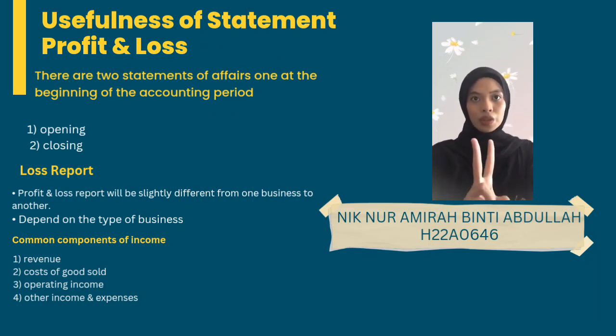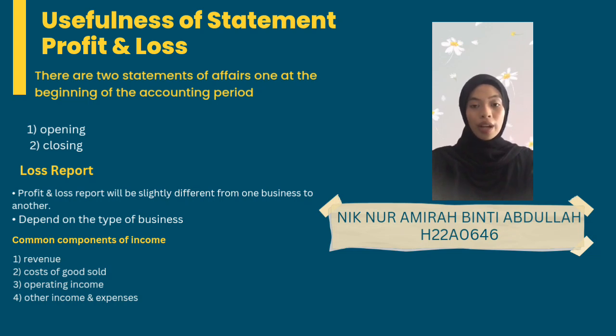Usefulness of the statement of profit and loss. There are two statements of affairs, one at the beginning of the accounting period, which is known as the opening, while the other one is known as the closing. It will provide information related to capital at the beginning and at the end of each period.